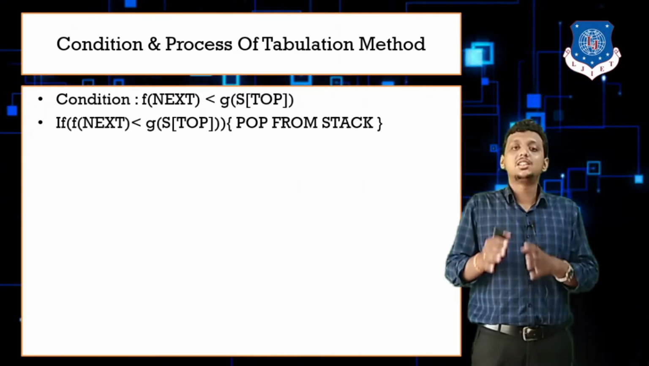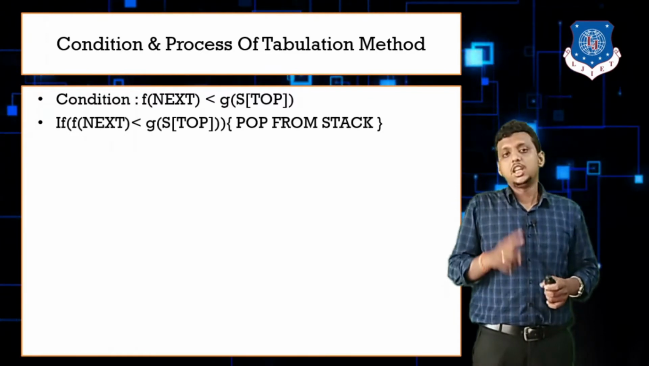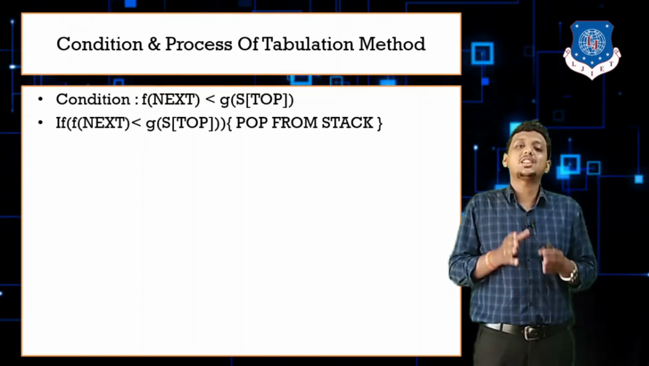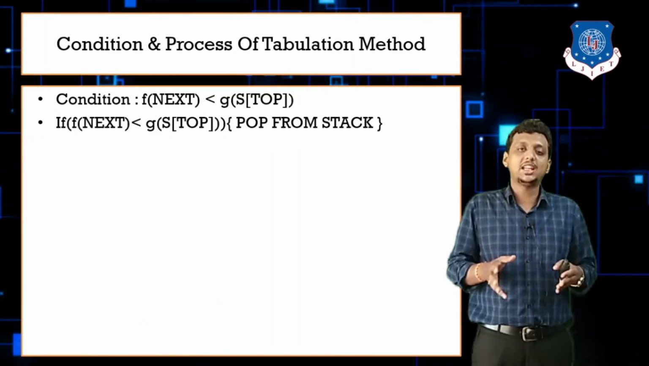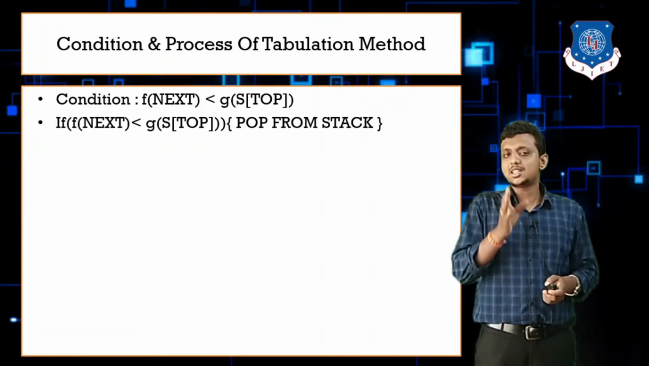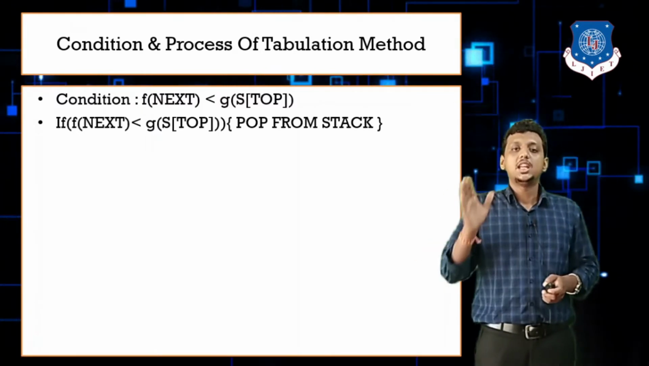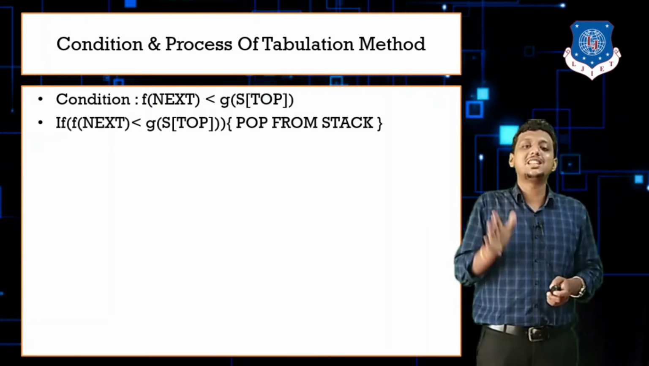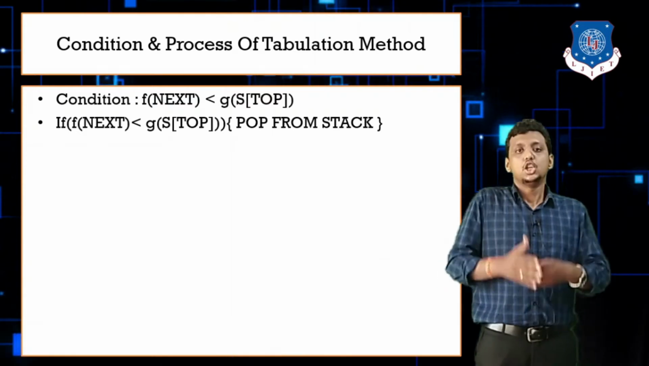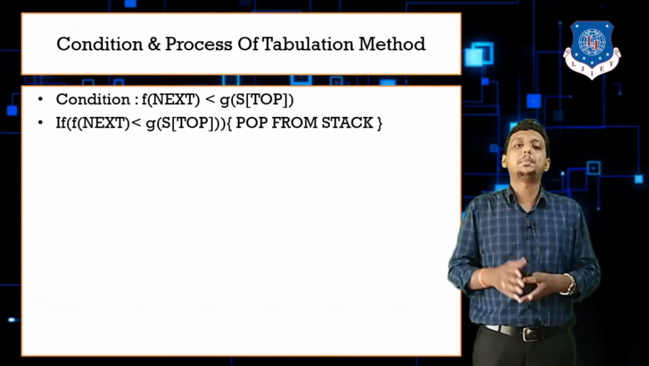But here we do not have only one function. Here we have different precedence for the different columns. If your symbol, or element, is in the character scan column, then its precedence is different. If the symbol is inside the stack column, then the precedence is different. That's why we have two different functions, one represented by f, another by g.